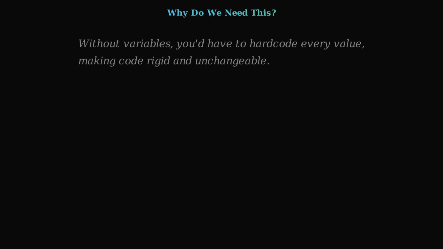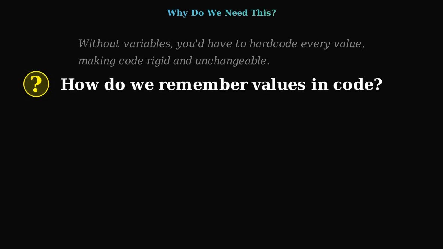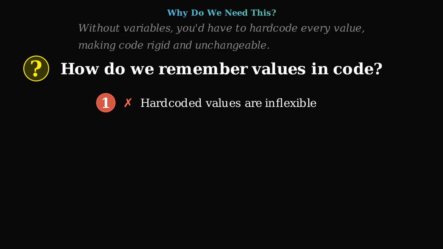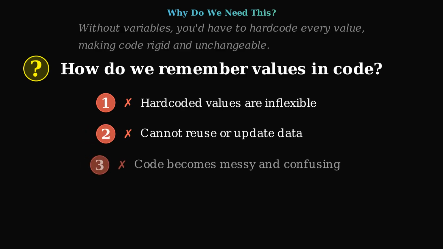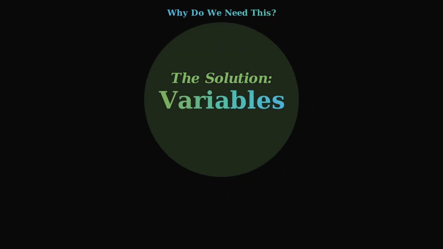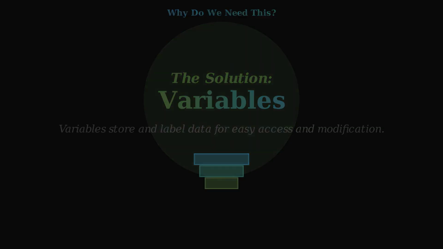Why do we need this concept? Without variables, you'd have to hardcode every value, making code rigid and unchangeable. How do we remember values in code? Hard-coded values are inflexible, cannot reuse or update data. Code becomes messy and confusing. Variables store and label data for easy access and modification.